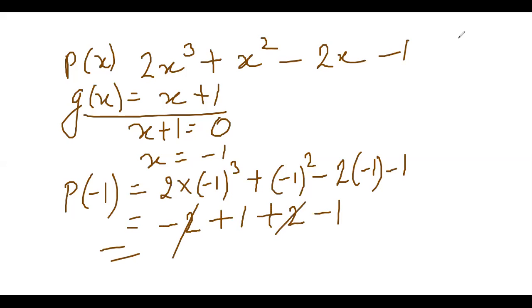It will cancel out, one positive, one negative. So 0 is the remainder here. So yes, g of x is a factor of the given polynomial p of x. Right? So similarly, try the other parts also.